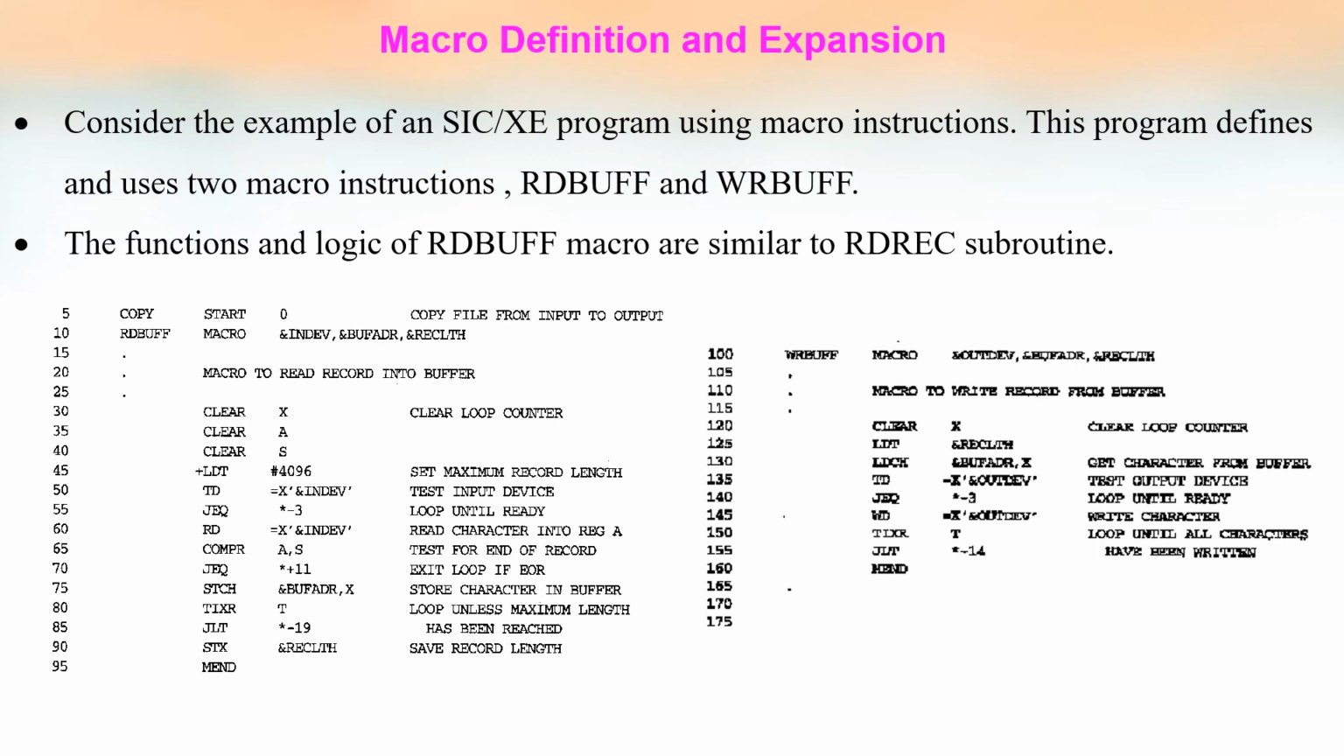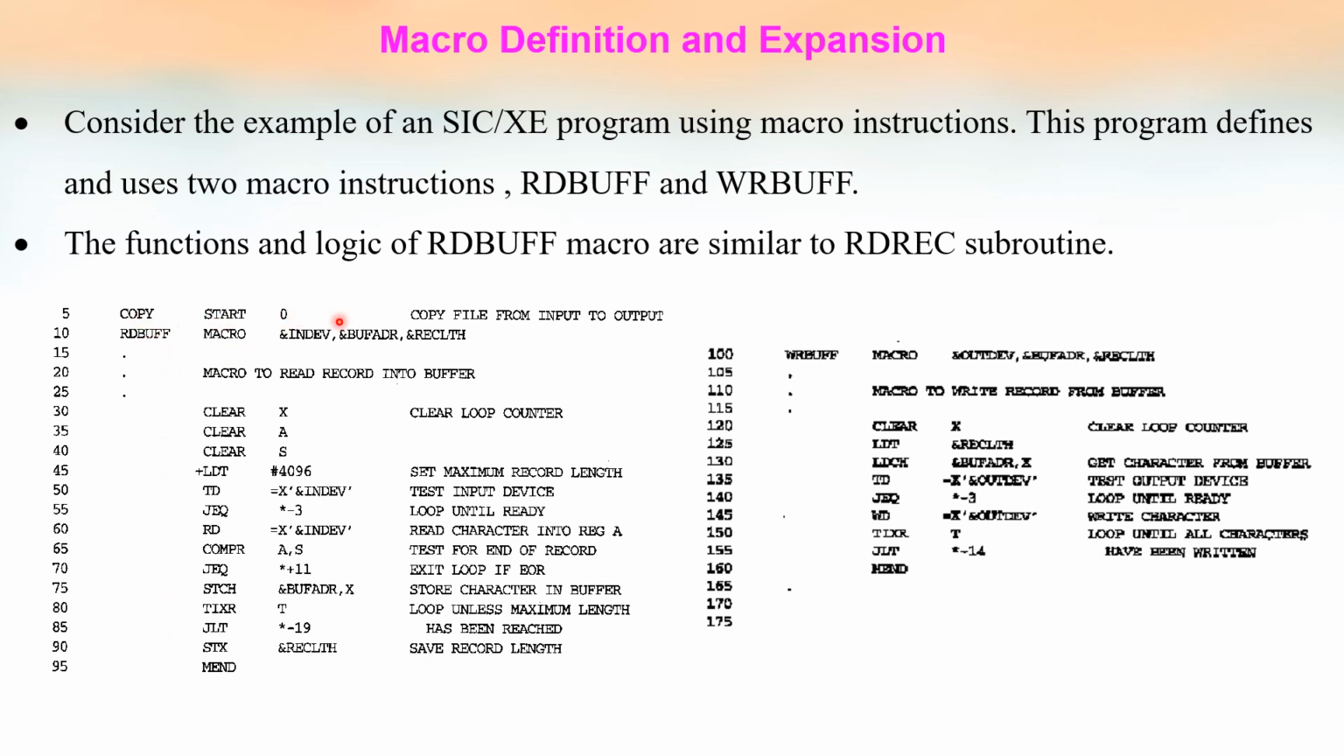We can see an example of a macro in an assembly language program. Consider the example of an SIC/XE program using macro instructions. Here two macros are used, RDBUFF and WRBUFF. RDBUFF is for reading, that is for input, reading from the input device to the buffer. Buffer means a temporary memory location. And WRBUFF is for writing the buffer contents to an output device. So here we can see the program.